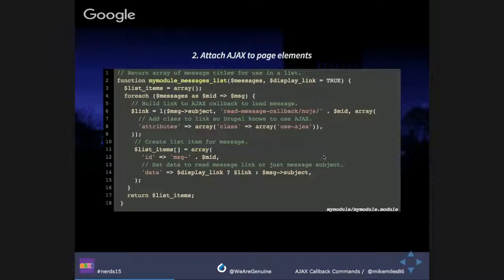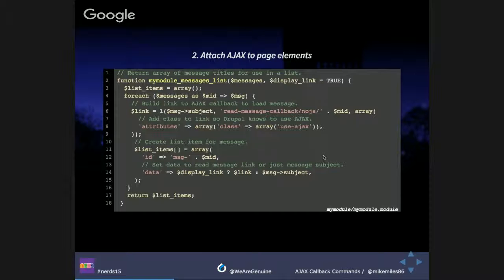So I have to attach AJAX to page elements. And I have a function here that's building my UL list of messages. And on line 6, I'm building a link element. And what's important is 2 things. I have the callback path, which for me is read message callback / nojs / the ID of the message. And then I'm attaching attributes to my link with a specific class called use-ajax.